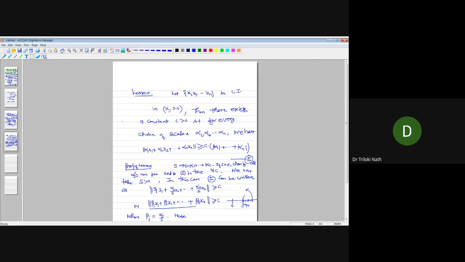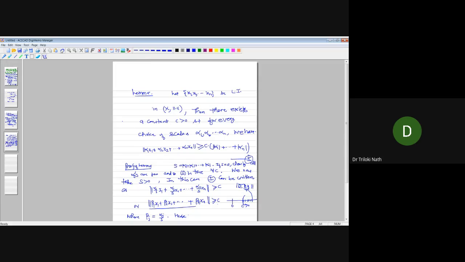This is the summation, okay? Beta j xj with norm. So this will always be bigger than C. So C is the barrier. After C, you will get this quantity. So it is enough to prove that this quantity cannot come arbitrarily close to 0.